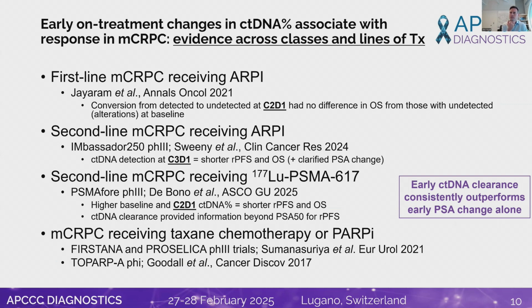What's really exciting is this is not just something that's specific to one line of treatment or one type of therapy. There's consistent evidence across classes of treatment and across lines of therapy. In the context of androgen receptor pathway inhibitors, lutetium PSMA, taxane chemotherapy, PARP inhibitors, we see that early changes in ctDNA associate with outcomes, particularly progression-free survival, but also overall survival and even PSA response rates. But critically, the information that we're getting from ctDNA kinetics seems to outperform at least PSA in the early setting as well.